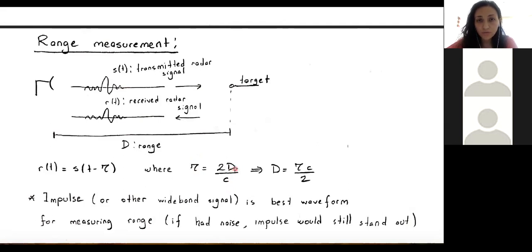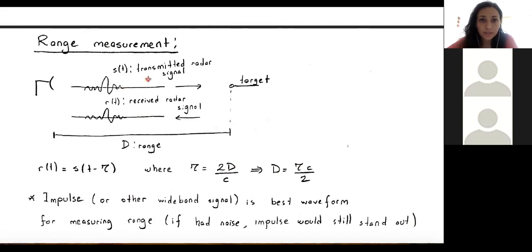So if we solve for the unknown distance, or unknown range d here, it's going to be tau times c over 2. Once we measure the delay of the received signal in a reliable way, that means we can also get the range information. So it's just the delay times c divided by 2.